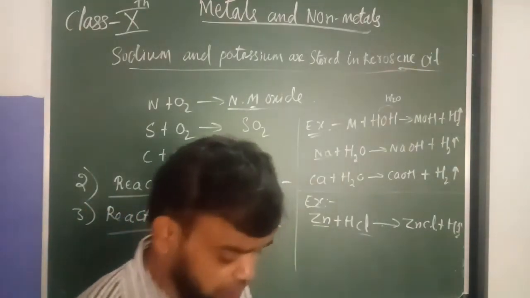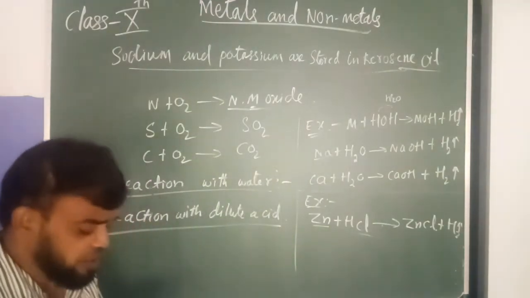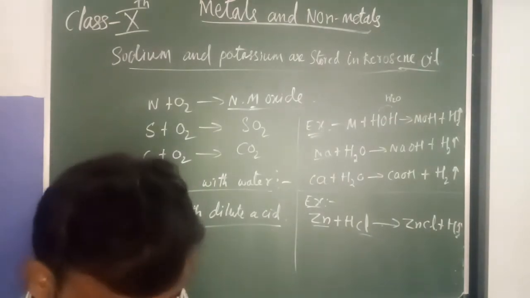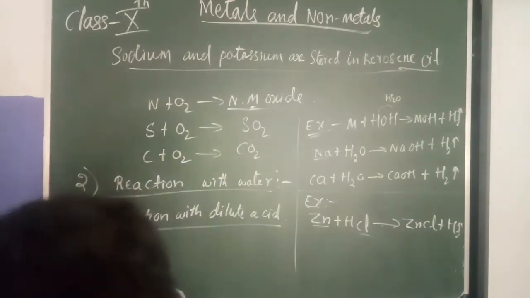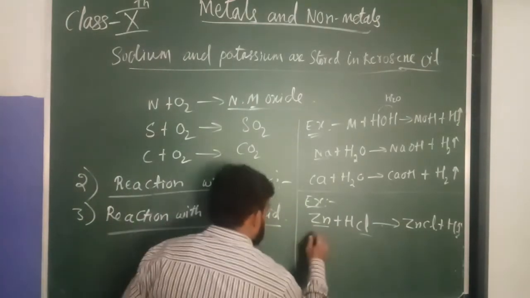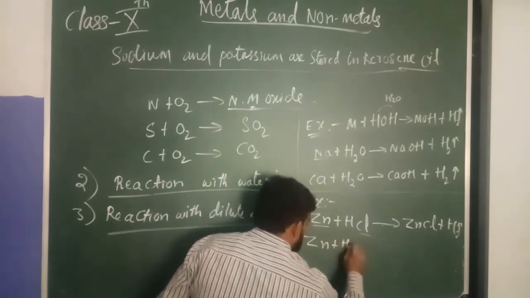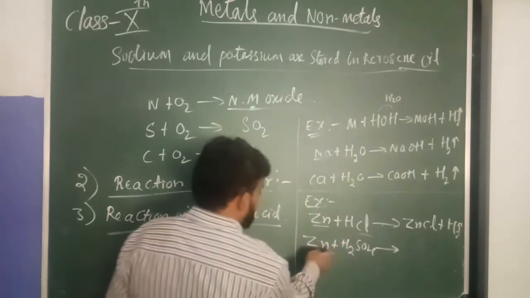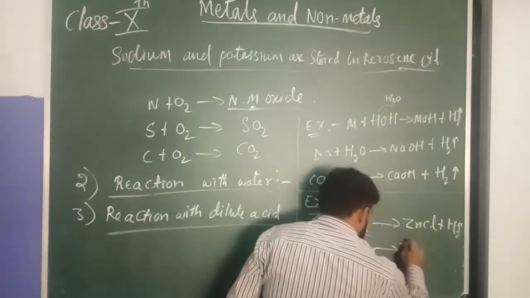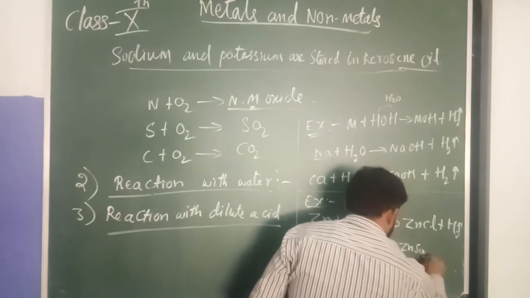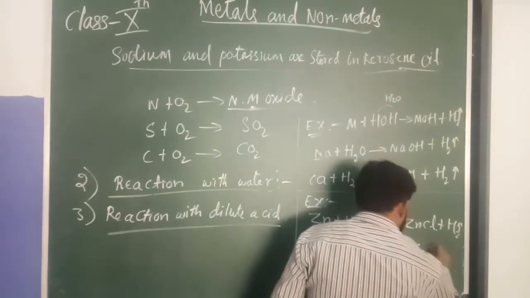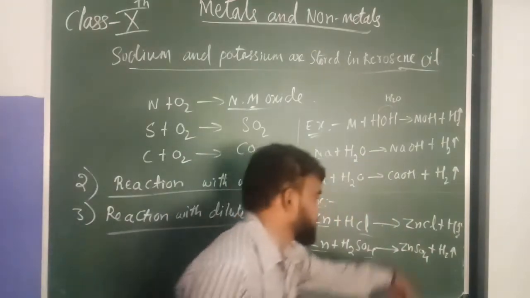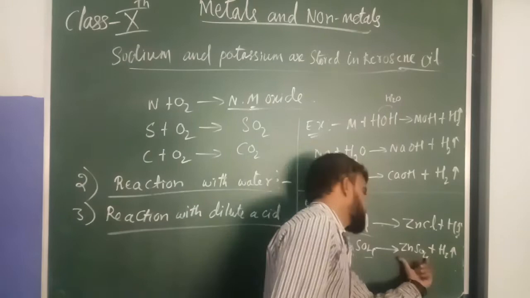Understood? Hydrogen gas will be released. And metals below hydrogen in the reactivity series can't displace hydrogen from acid. If you take Zn plus H2SO4, what will it give? It will give zinc sulfate, ZnSO4, and hydrogen gas will be released from that, and the salt will be left here.